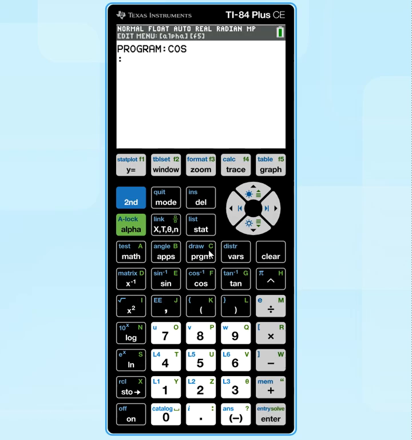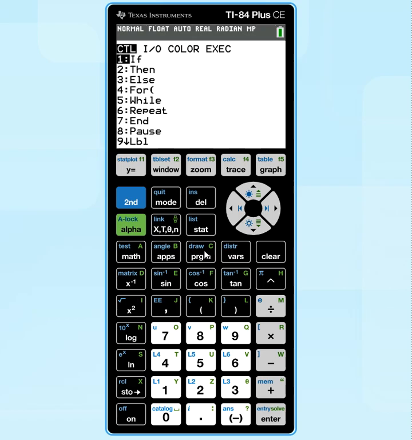What we want to do is go to your program key again, and notice you have all these choices here. You want to pick the IO, that stands for input output, so scroll over to that. Scroll down to prompt, press Enter.